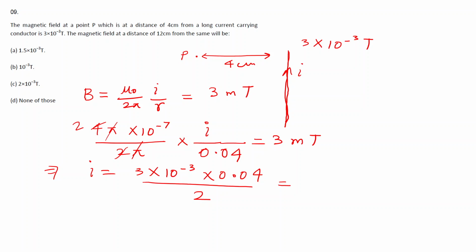Plus 0.04 divided by 2. 0.02 times 3, 0.06. 0.06 times 10 to the power minus 3 ampere. This is the current value that we have obtained from here.